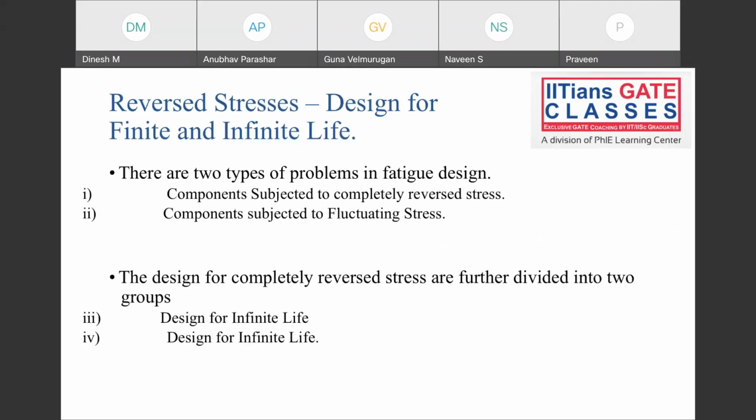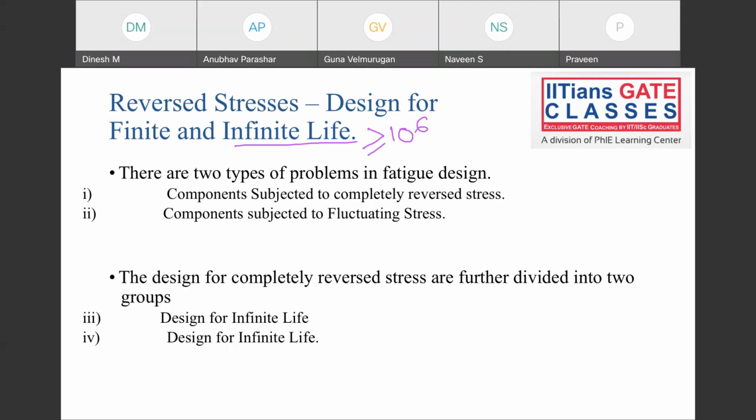Now, let's see how exactly we are going to design a component for finite and infinite life. So what do we mean by infinite life? If I'm saying infinite life, it means that the number of cycles should be greater than or equal to 10 to the power 6. Or we might not want it. Suppose we are designing a component, we don't want 10 to the power 6. 10 to the power 6 cycles is too much. You might feel like that, right?